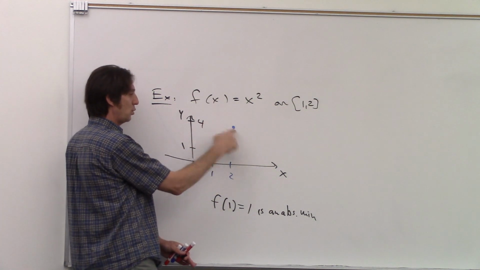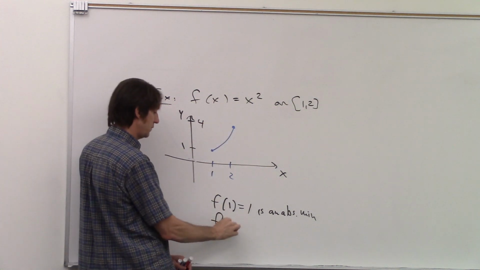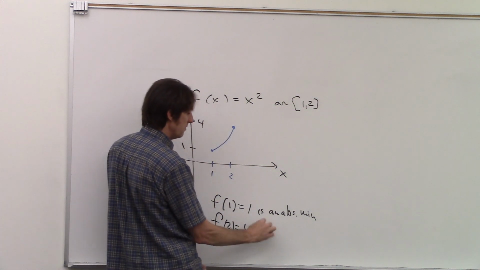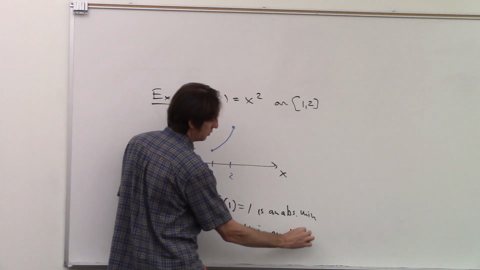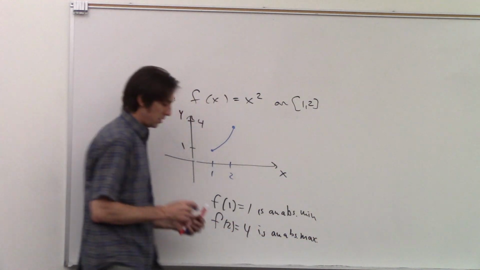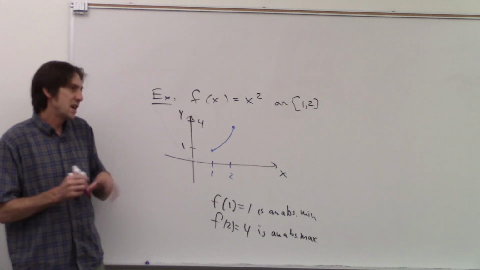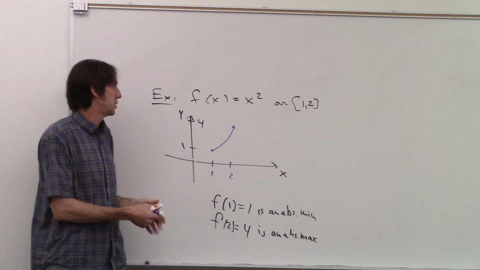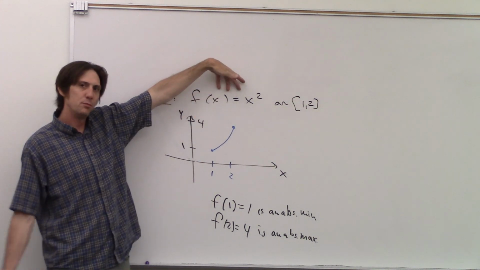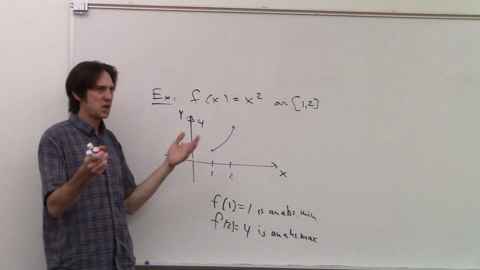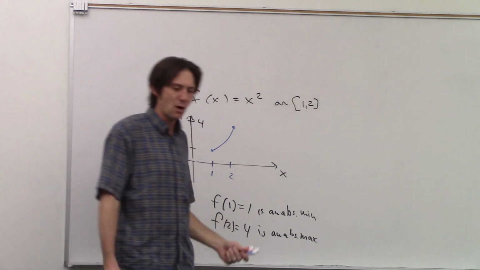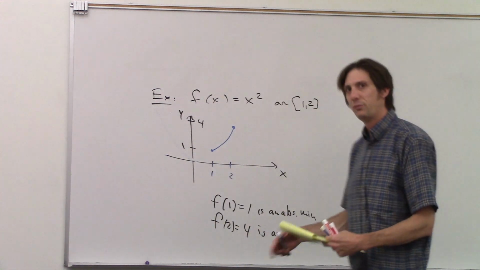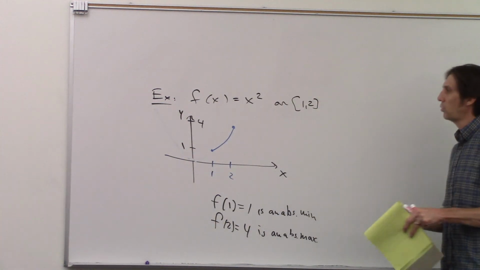And at the other endpoint, this highest point, f of 2 equals 4, is an absolute max. So this is, I mean, technically a different function that we're thinking about each time, although the formula is the same, right? The key is that we're changing the domain and getting different results for what kinds of extreme values we have. Let me look at one more example.